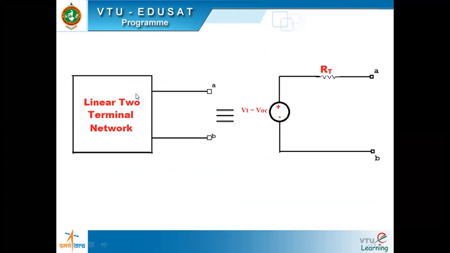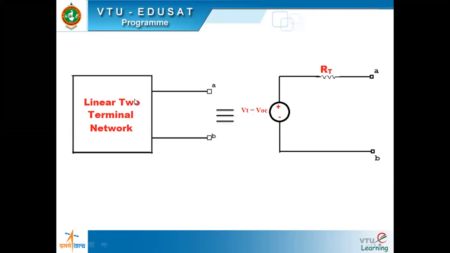What are linear two-terminal networks? The networks or circuits that we have worked out with mesh analysis, node analysis, super mesh, super node, or the problems that we took for source transformation, or the networks that we took for the star delta conversion. They're all linear circuits. Understand? All linear circuits.